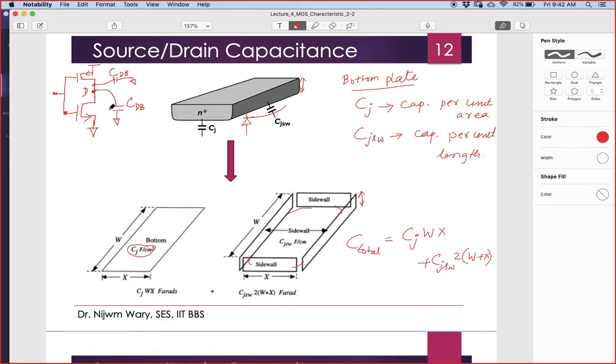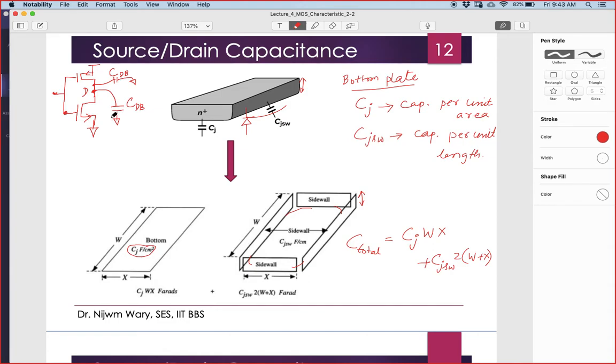Definitely it affects the dynamic power consumption, and it also affects the rise and fall time of the inverter. So whether you are designing a digital circuit or an analog circuit, C_dB matters very much. It affects the bandwidth of the device.